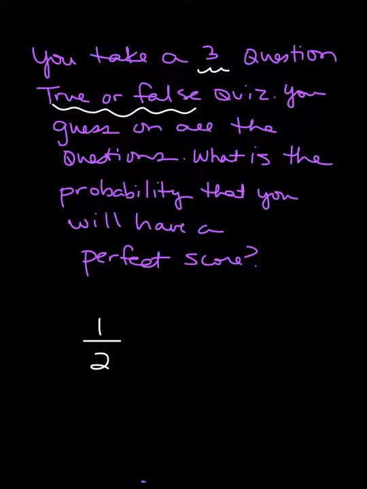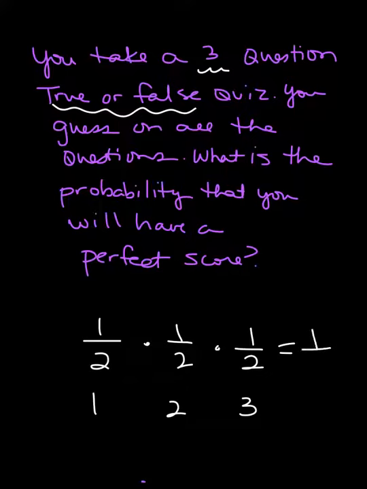Now, this is question number 1. Question number 2 actually has the same probability, right? There's 2 total options and only one is correct. And the same thing for the third question. So when I multiply across, I have 1/8. That's the probability of getting a perfect score, regardless of whether the answers are true or false.